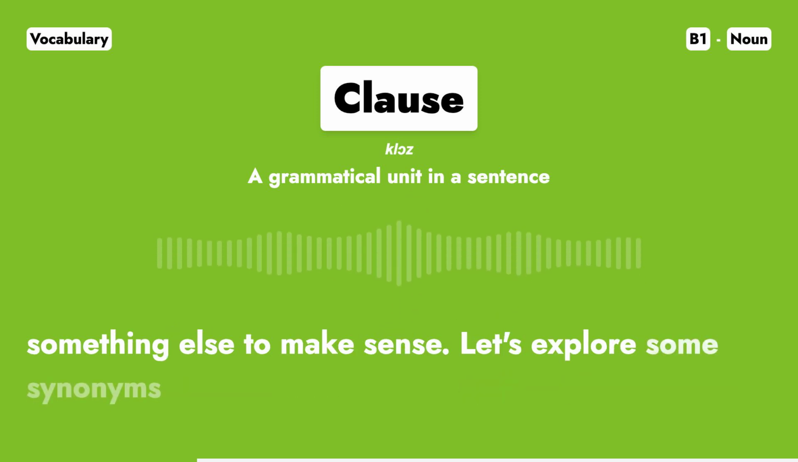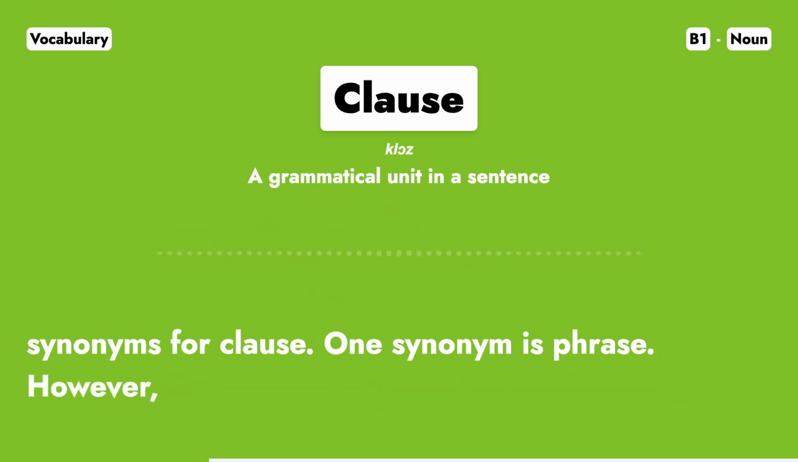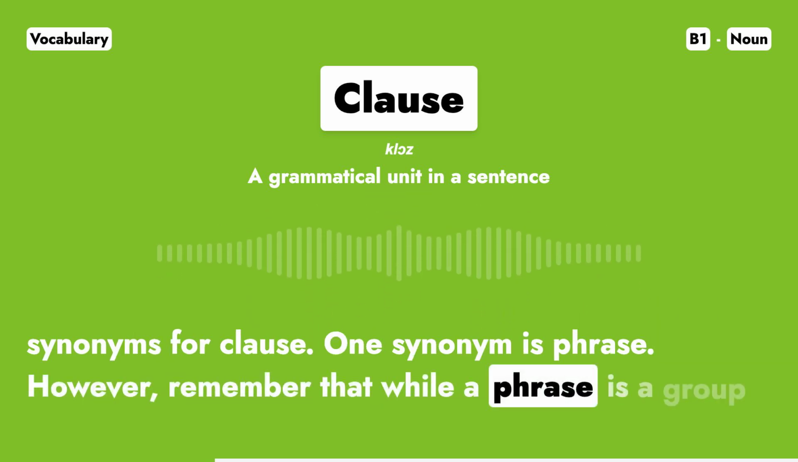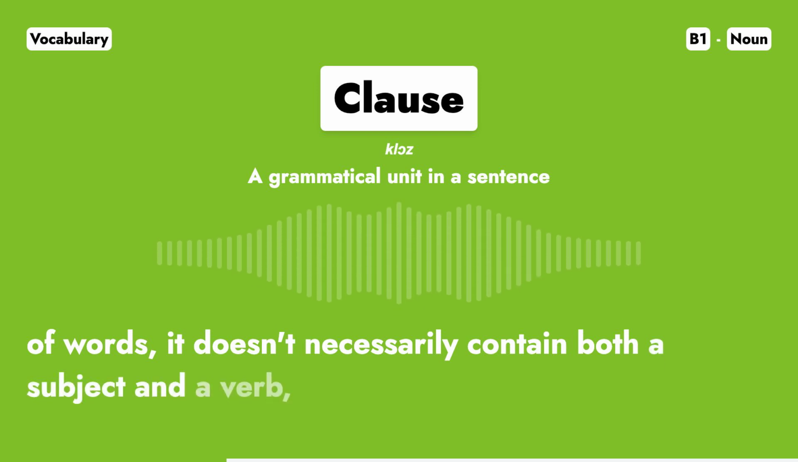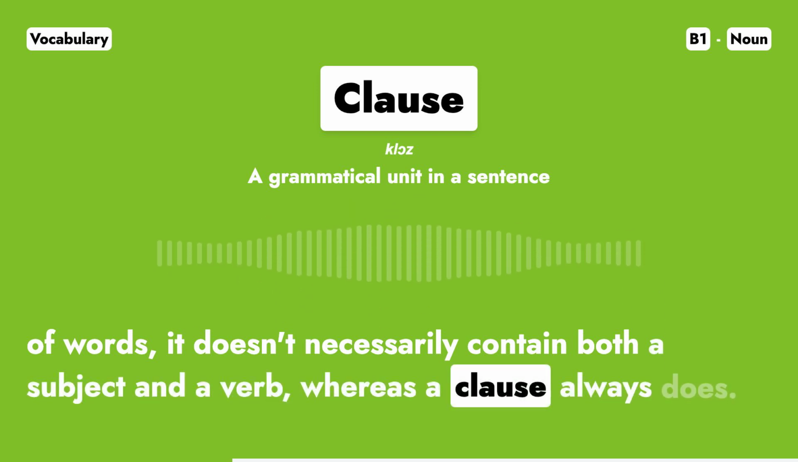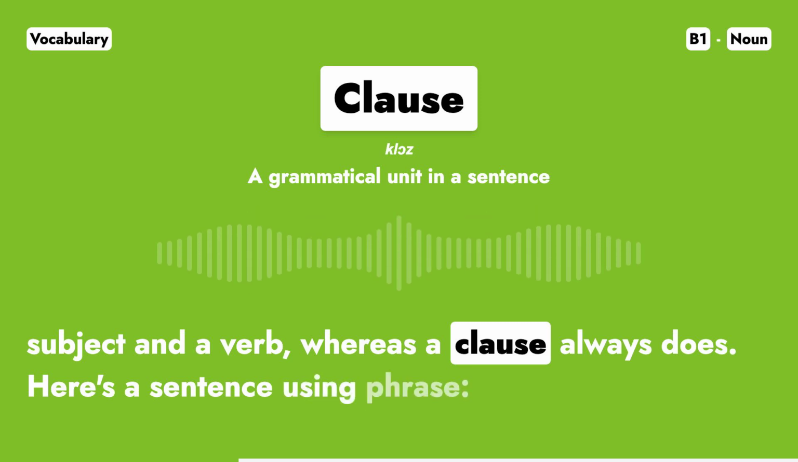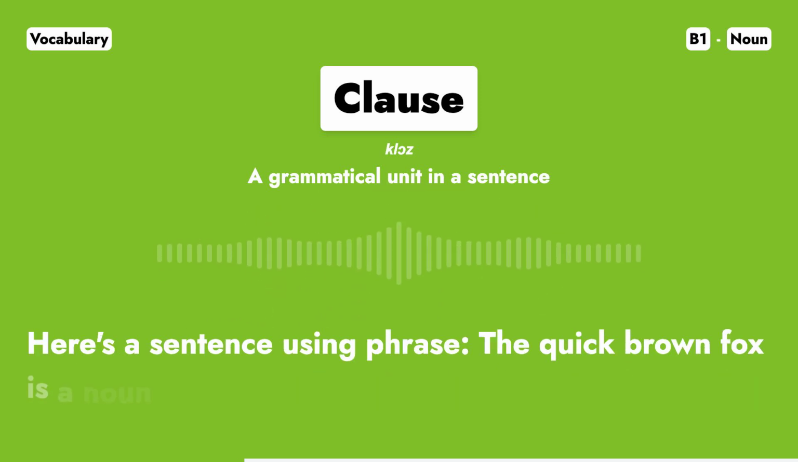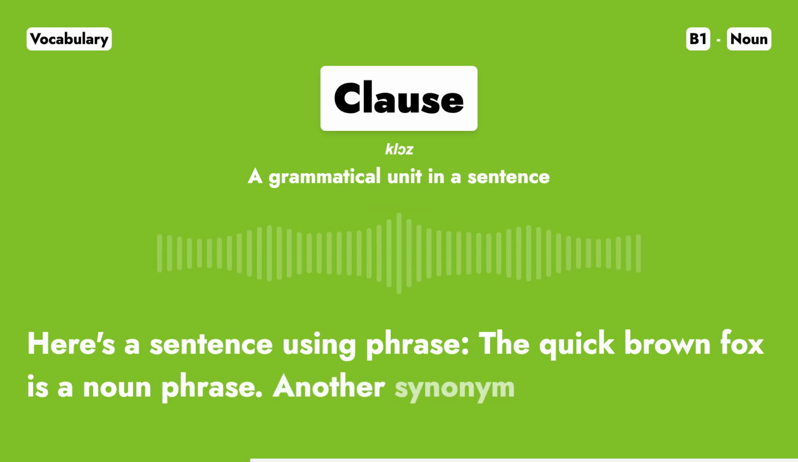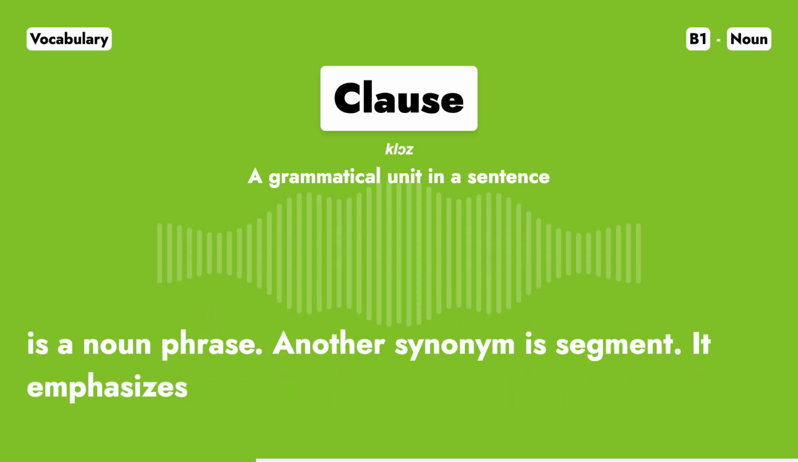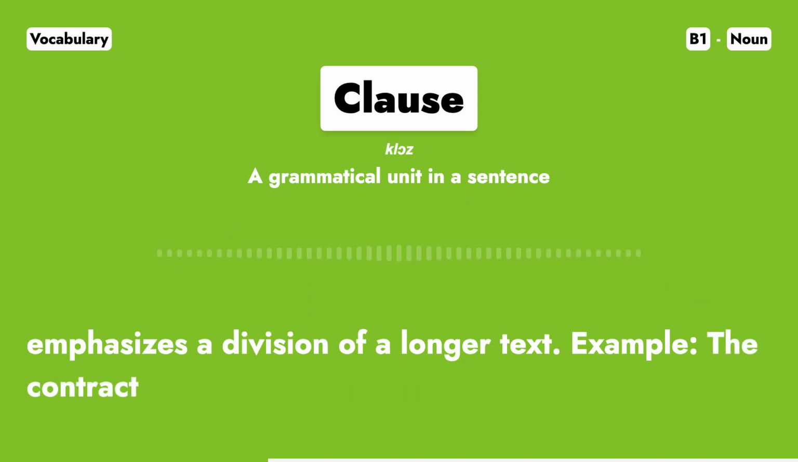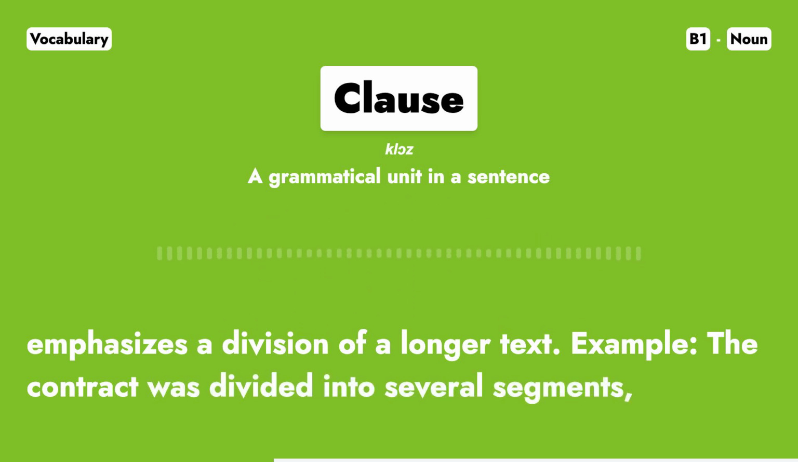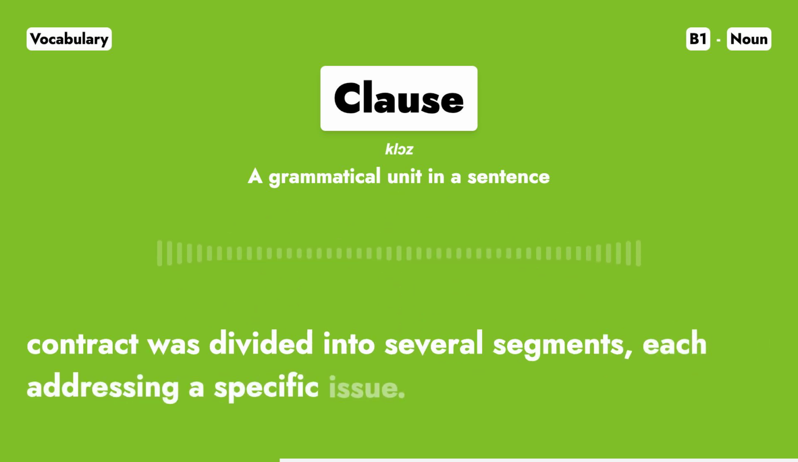Let's explore some synonyms for clause. One synonym is phrase. However, remember that while a phrase is a group of words, it doesn't necessarily contain both a subject and a verb, whereas a clause always does. Here's a sentence using phrase. "The quick brown fox" is a noun phrase. Another synonym is segment. It emphasizes a division of a longer text. Example: "The contract was divided into several segments, each addressing a specific issue."